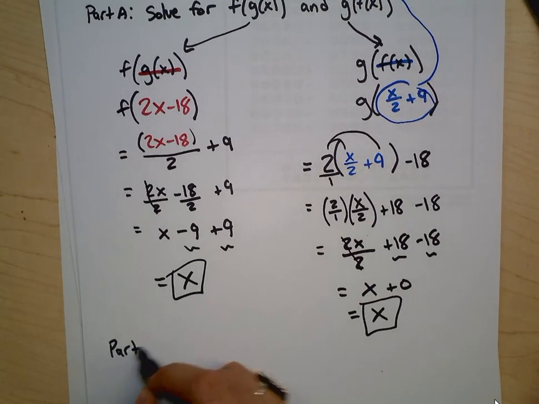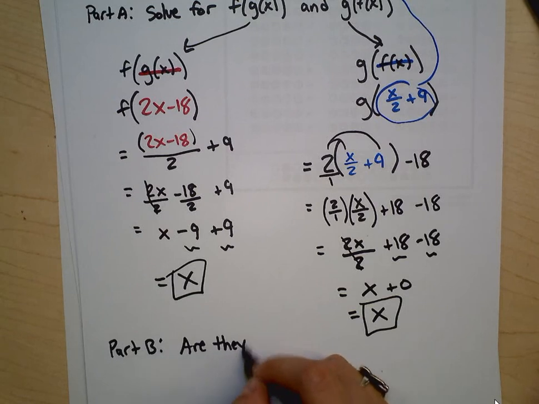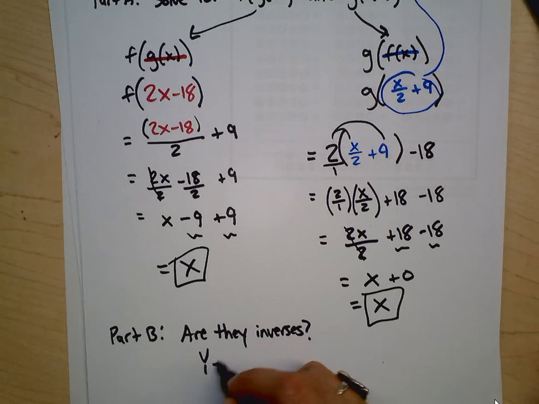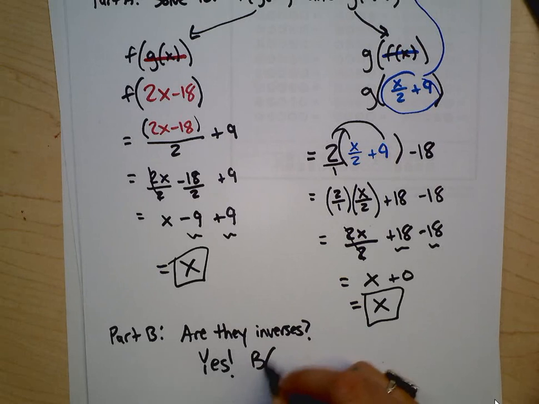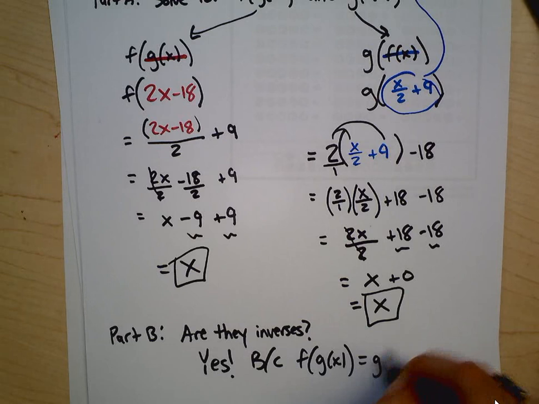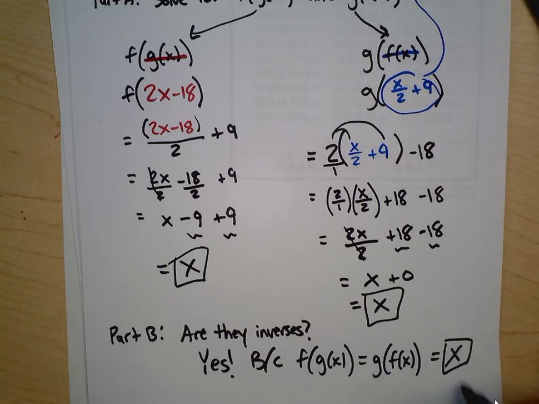Part B is asking, are they inverses of each other? The answer is yes, because f of g of x is equal to g of f of x, which is equal to x, which means they are inverses.